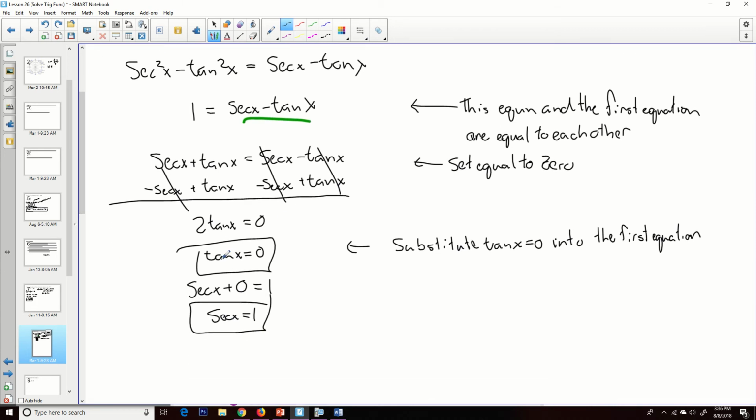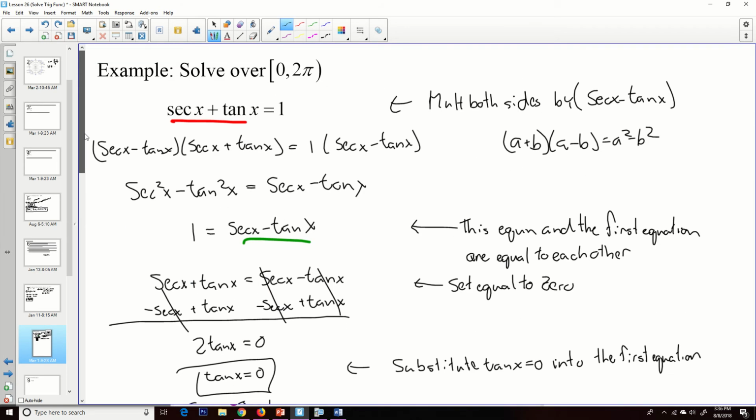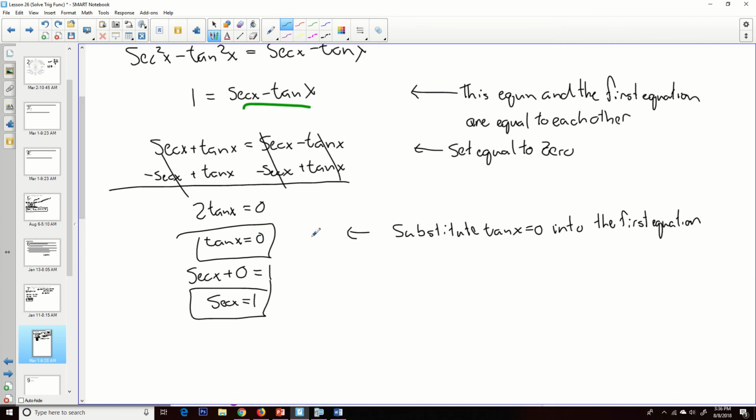And let's see here. Tangent x equals 0 when sine is equal to 0, over cosine. And so sine is equal to 0 when x is equal to 0 and pi. And then secant x, remember secant x is 1 over cosine x, equal to 1. And so cosine is equal to 1 over 0 to 2 pi at only one place, and that's also at 0. So here's my final answer. That's what I'm going to go with.